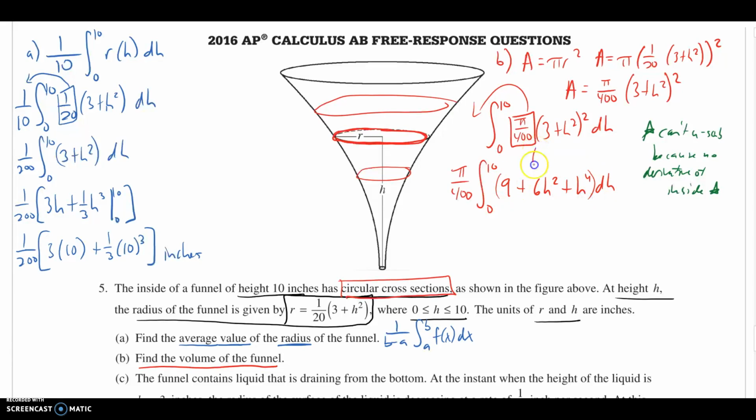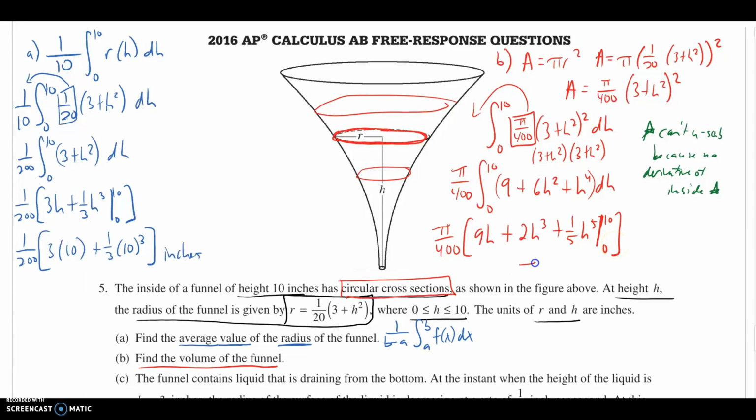Or if you need to write it out the long way, realize that that came from doing 3 plus h squared times itself. Please don't just square both terms. Algebraically, we've got to make sure to not make a mistake like that. And now we'll get our antiderivative: 9h plus 2h cubed, plus 1/5 h to the fifth, evaluated from 0 to 10.